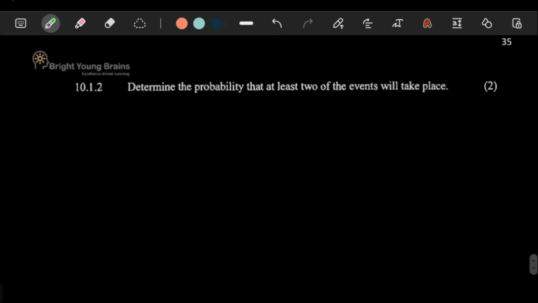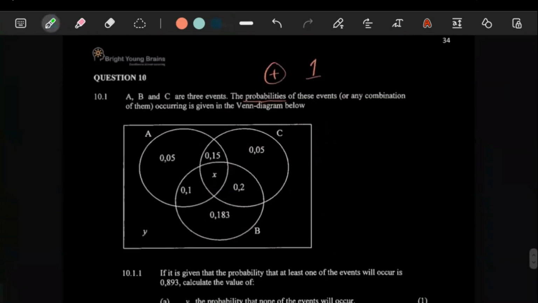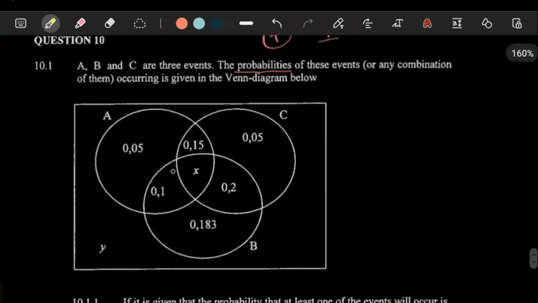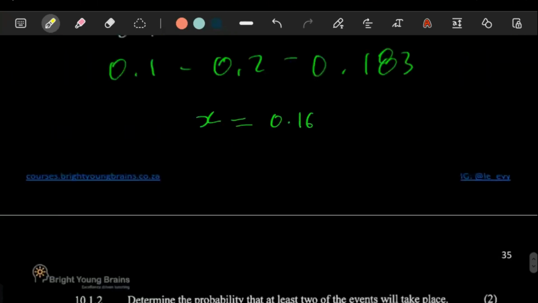It says here, determine the probability that at least 2 of these events will take place. So if it's only 2 taking place, you have to take the probability of this and this, and then, wait, at least 2. So at least 2 actually includes 3 events taking place as well.